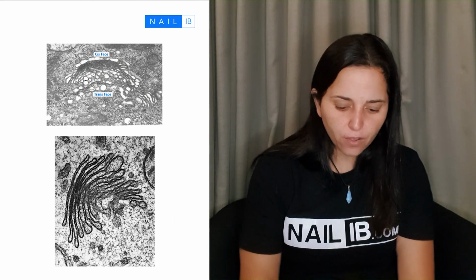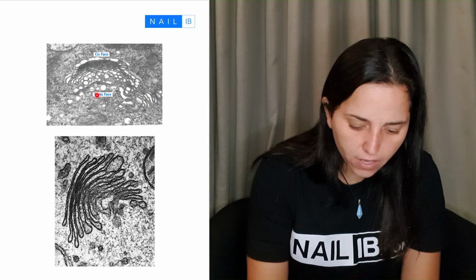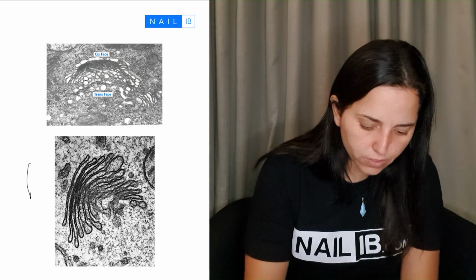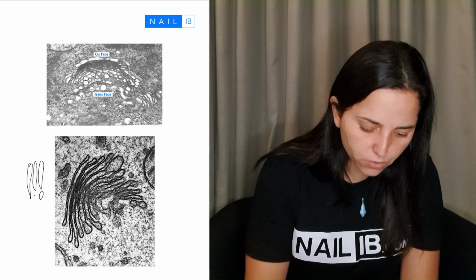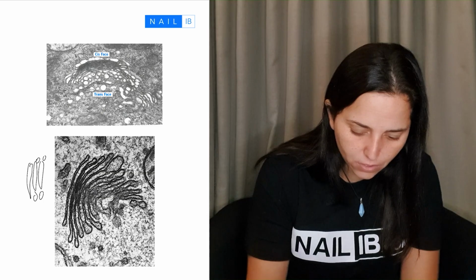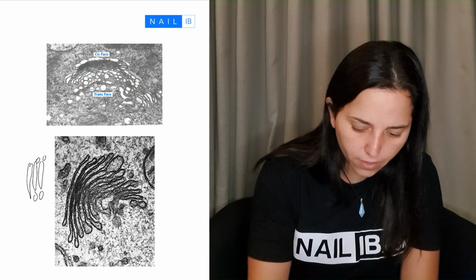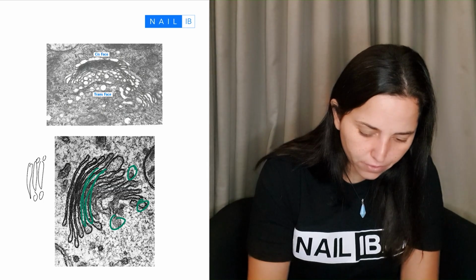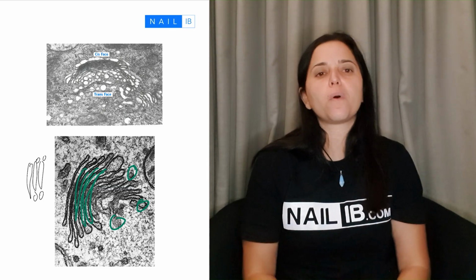Now here we have the Golgi, and you can see the trans and the cis face. The Golgi usually looks like this, right? And you will see little circles going on. So you can see these little circles right here. I'm going to put another color. You can see these little circles right here, and you can see that it's all of these going on. So it's very easy to spot.